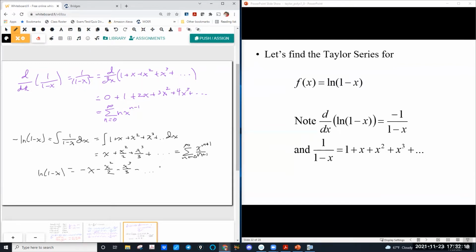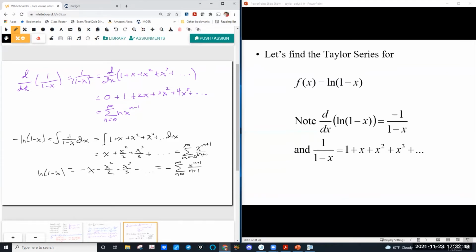And then we need to put a negative on our summation. And I'm just going to throw it out front. I think that's as easy as any place. x to the n plus 1 over n plus 1. And the limits stay the same. What I wanted you to see with this is how we can use derivatives or antiderivatives to use a known Taylor series to find another one.